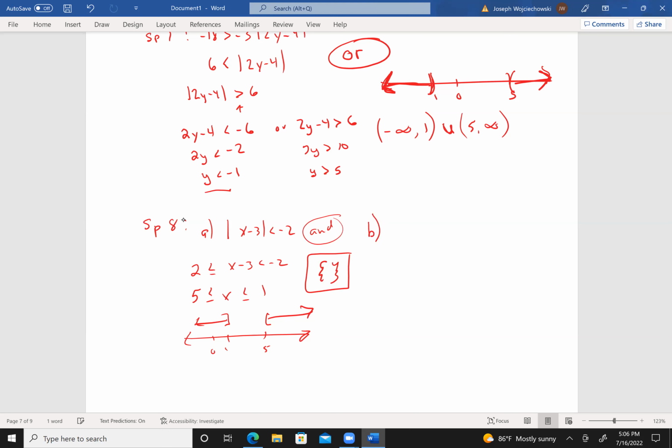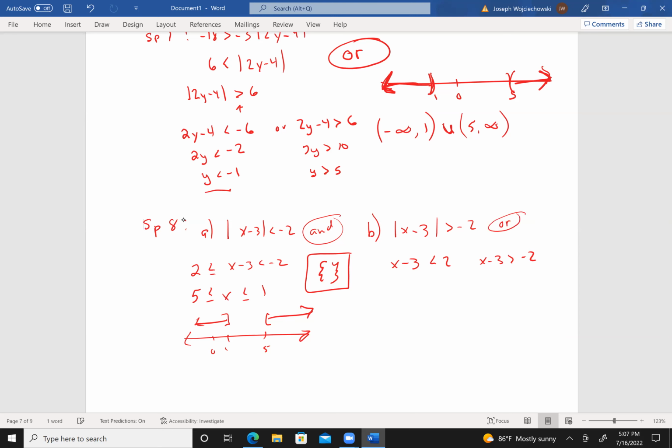Look at B here. We have absolute value of x minus 3 greater than -2. Did I just do that one? Opposite direction. So this is an or. So x minus 3 is less than 2, or x minus 3 is greater than -2. This is an or statement.